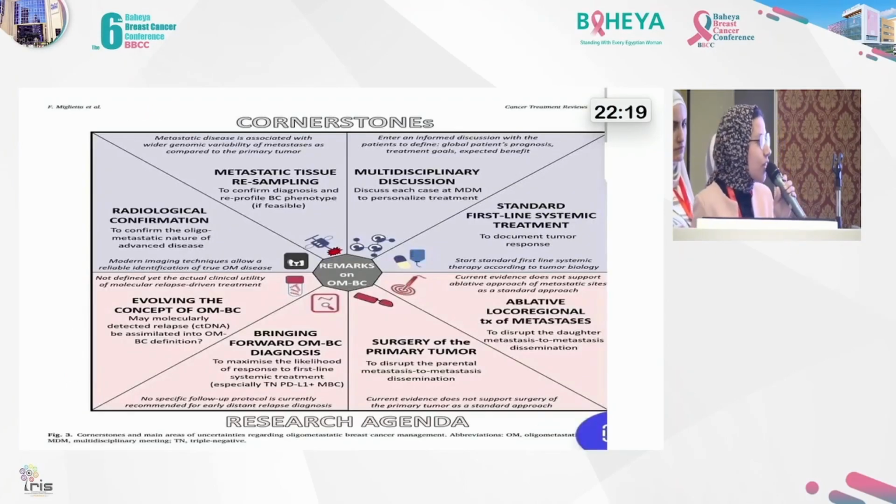The cornerstone of management of oligometastatic breast cancer is confirmation by radiology, then if possible, tissue from the metastatic site. Then an MDT decision to decide the most appropriate line of treatment and plan, then starting first-line systemic treatment. After this, we can do ablative locoregional treatment for the metastasis or surgery for the primary tumor, and there are ongoing trials regarding circulating DNA and its benefit in the definition of oligometastatic breast cancer.